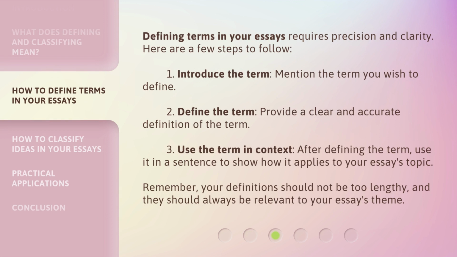Defining terms in your essays requires precision and clarity. Here are a few steps to follow. 1. Introduce the term. Mention the term you wish to define. 2. Define the term. Provide a clear and accurate definition of the term. 3. Use the term in context. After defining the term, use it in a sentence to show how it applies to your essay's topic. Remember, your definitions should not be too lengthy, and they should always be relevant to your essay's theme.